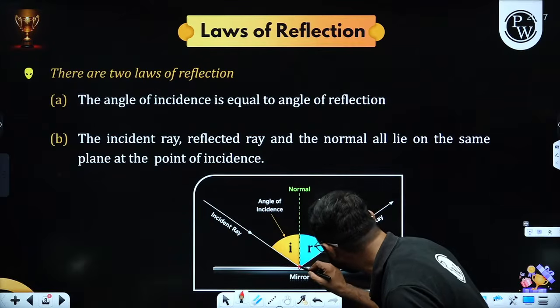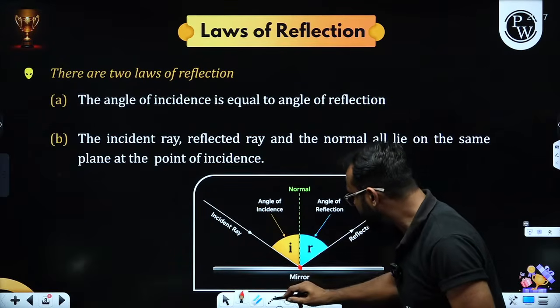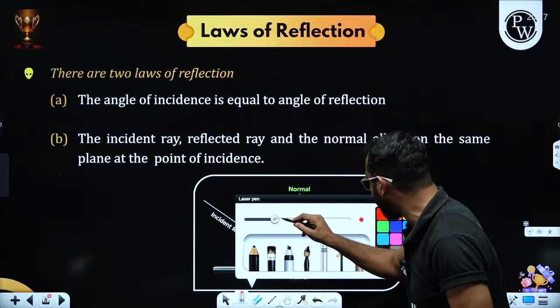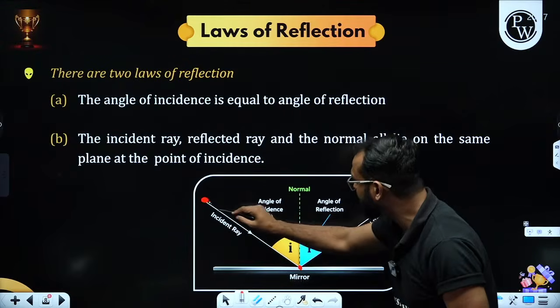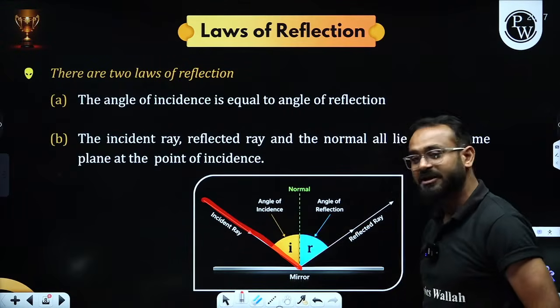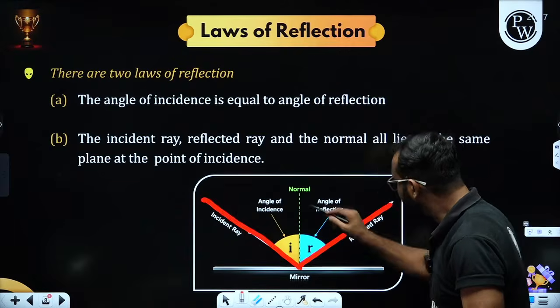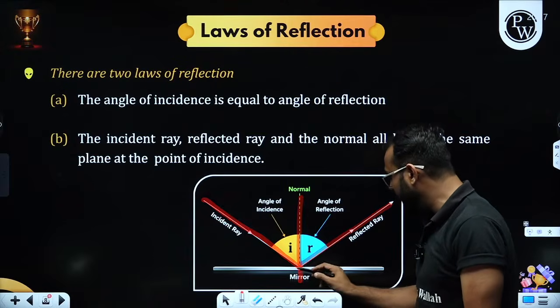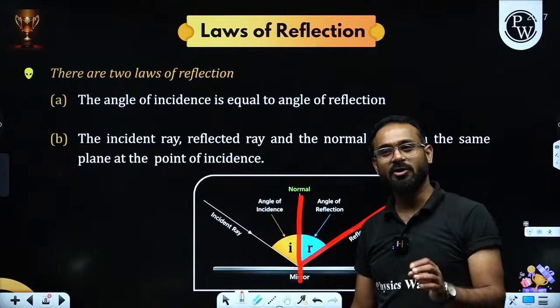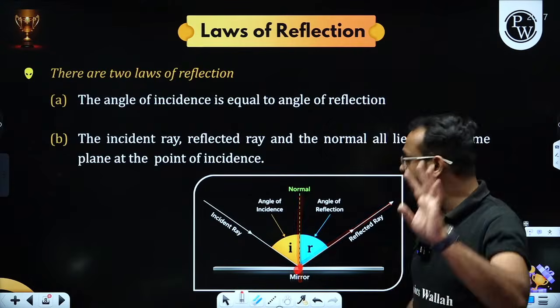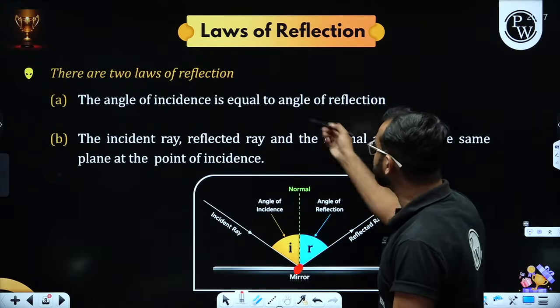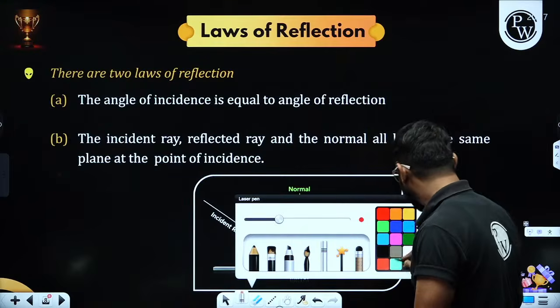Can you identify this? This is the point of incidence. This is the incident ray which is coming and striking at this point. This is the reflected ray, this is the normal. They are meeting at this point, the point of incidence. Law 1 complete. The second law says the angle of incidence is equal to the angle of reflection.